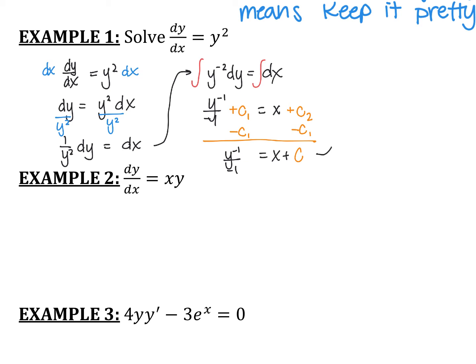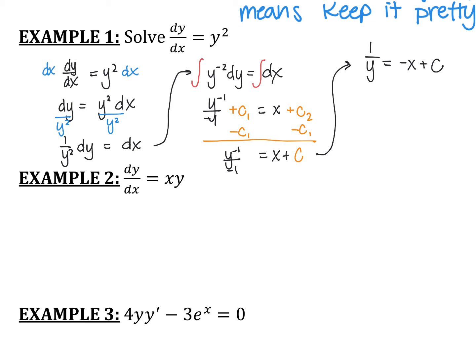All right, my goal is to solve for y. So I'm going to multiply both terms by that -1. So we get y to the -1. I'm going to rewrite it as 1 over y equals -x. I'm going to call it plus c, even though I'm multiplying by a negative. Why can I do that? It's a negative number. Right.